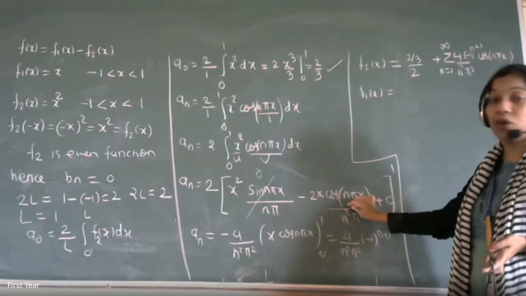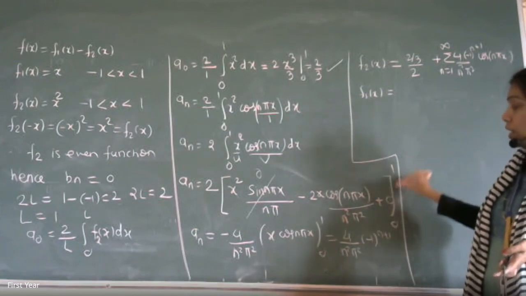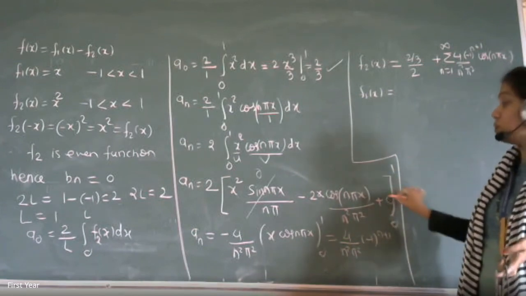And one more integration of course will be sin. So sin of, when I put x is equal to 1, sin n pi also becomes 0, sin 0 also becomes 0. So this term also becomes 0.